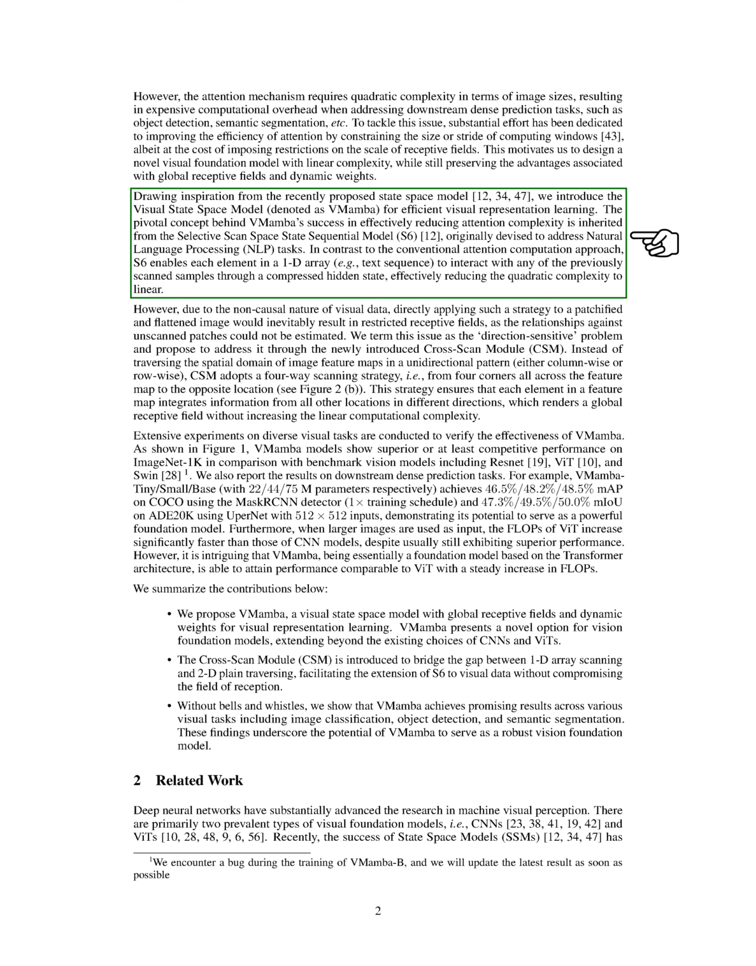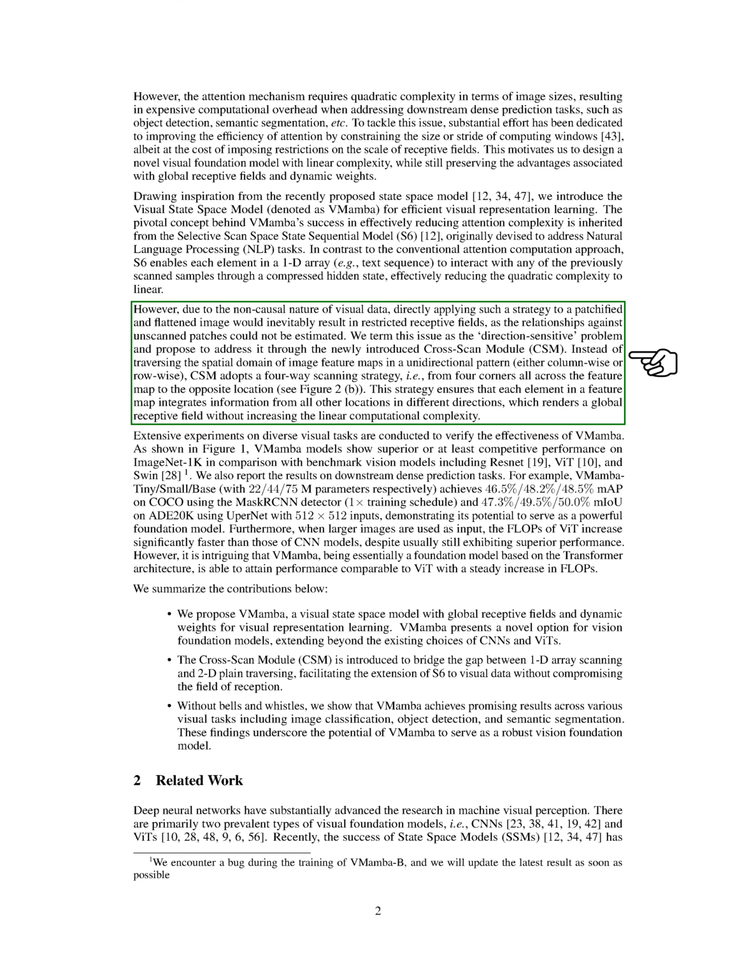Unlike the traditional attention computation approach, S6 allows each element in a 1D array, like a text sequence, to interact with any of the previously scanned samples through a compressed hidden state. This effectively reduces the quadratic complexity to linear. However, applying this strategy directly to a patchified and flattened image can result in restricted receptive fields, as the relationships against unscanned patches cannot be estimated.